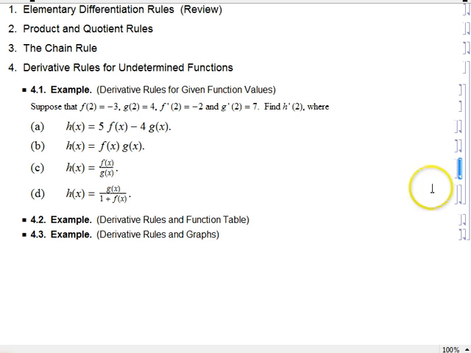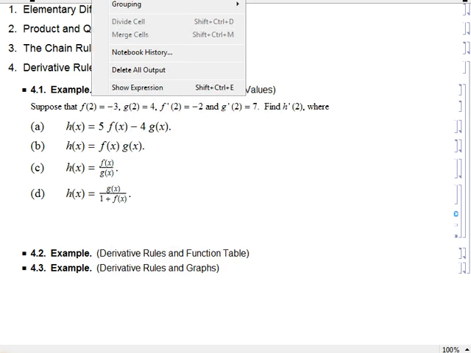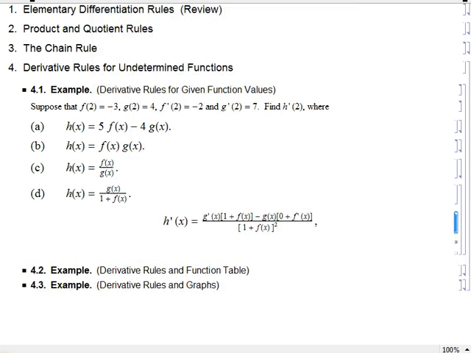Finally, for this one, a little bit of further thinking is necessary. Using the quotient rule, we can calculate the derivative as follows. The denominator squared, the numerator is g prime times the denominator 1 plus f, minus g times the derivative of the denominator: the 1 becomes 0, and f becomes f prime. So this is just the quotient rule.